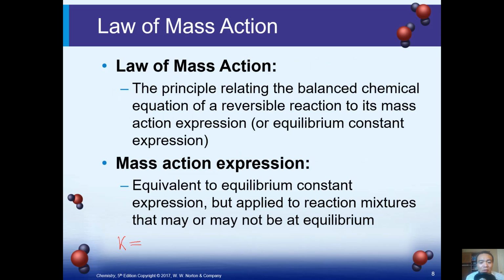The phenomenon by which the equilibrium constant expression produces a constant value at a given temperature is called the law of mass action. The ratio of the concentrations or partial pressures of the products over reactants, each raised to a power equal to the chemical coefficient for the substance in the balanced chemical reaction, is called the mass action expression. We will give you specific examples right now.